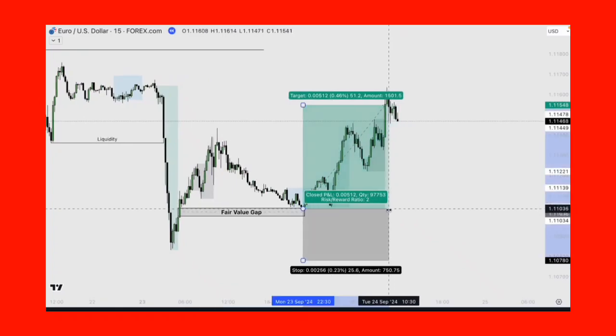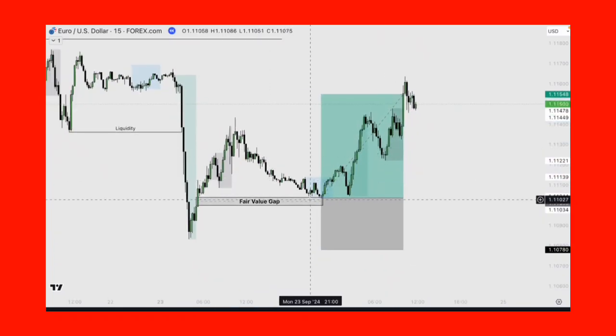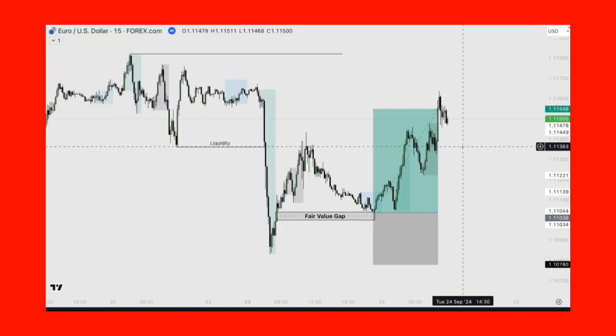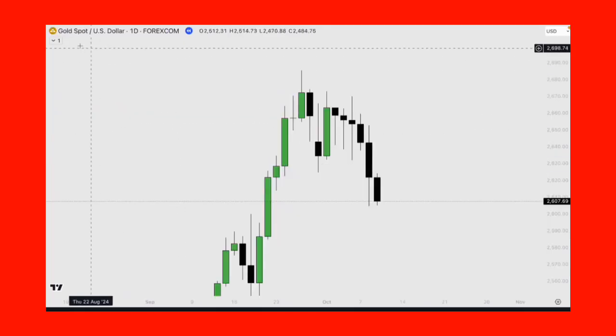There we go. The market taps our fair value gap, and we run up and we hit our target of 2 to 1. Do you see how simple trading is, guys, and how simple it can be? So here we have an example from gold.